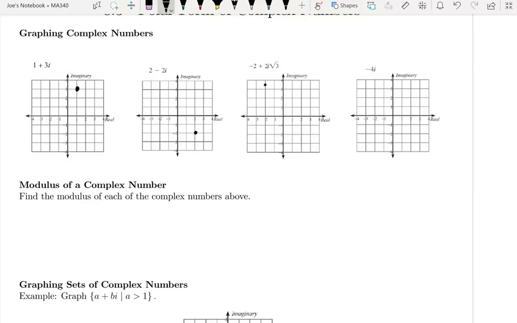Last one here, what's the real part on that last one? 0. So you wouldn't go left or right at all. You'd stay on the y-axis, and you would go down 4 units. That's nothing hard, right? Just making sure you know which one's the x and which one's the y.